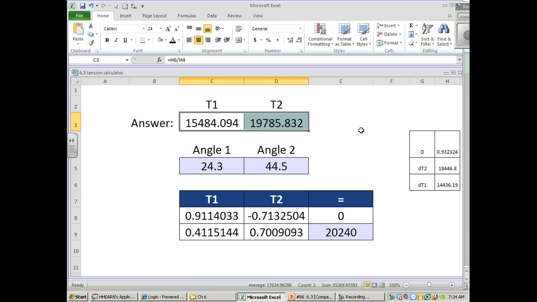T1 is 15,484.1 and T2 is 19,785.8. And maybe another time we'll talk about what I did to produce this, where I can just enter some angles and enter a weight. This is such a classic problem, this type of problem occurs so often, that is the reason I have a program like this that I created to do this for me. It's not something that I would just do one time. Not that type of problem.